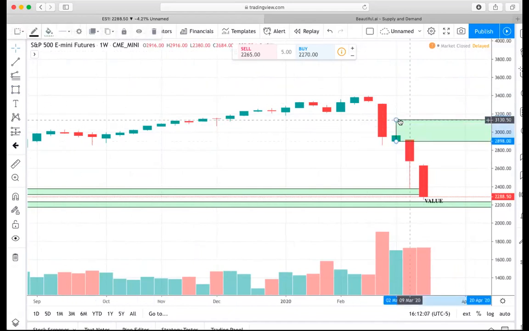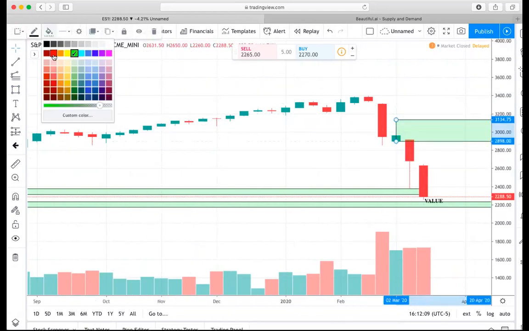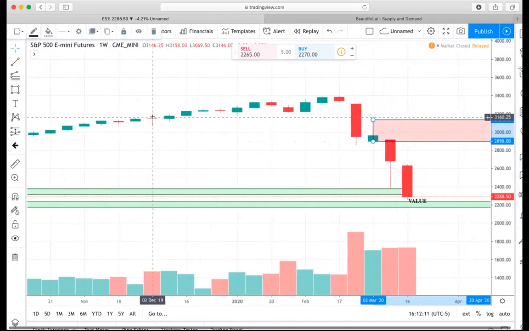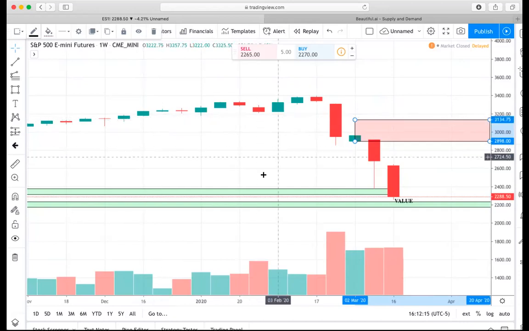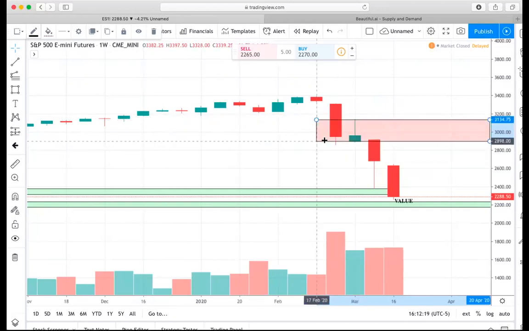It's a sell because you test this level. I'll make it red so you can see demand versus supply. So red is supply, green is demand. So all you have to do to find these levels is you look for the drop, base, drop, and you take the bottom of the candle and the top of the wick.